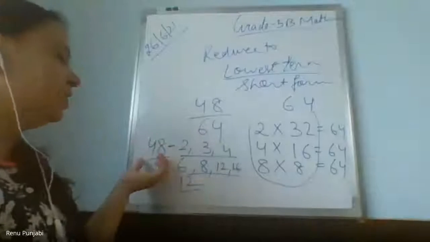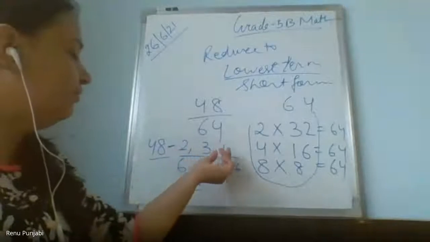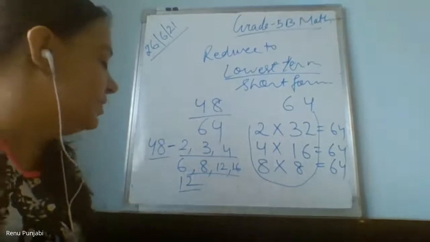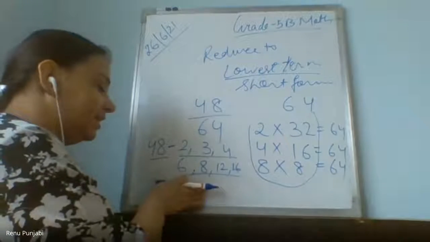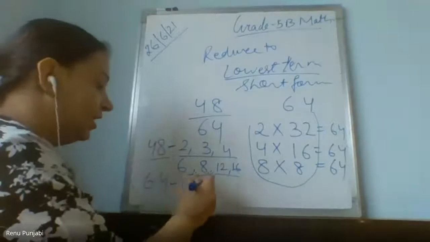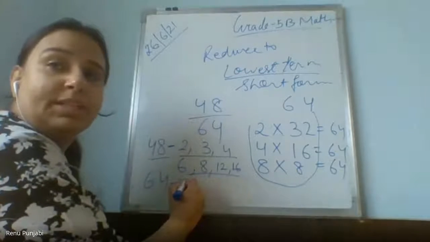ये 48 जो है 2 की टेबल में, 3 में, 4 में, 6, 8, 12, 16, these all are the tables जिसमें 48 आता है. Next 64 किस किस की टेबल में आता है जो आपने निकाल दिया? Tell me now. I will write when you tell me the numbers.